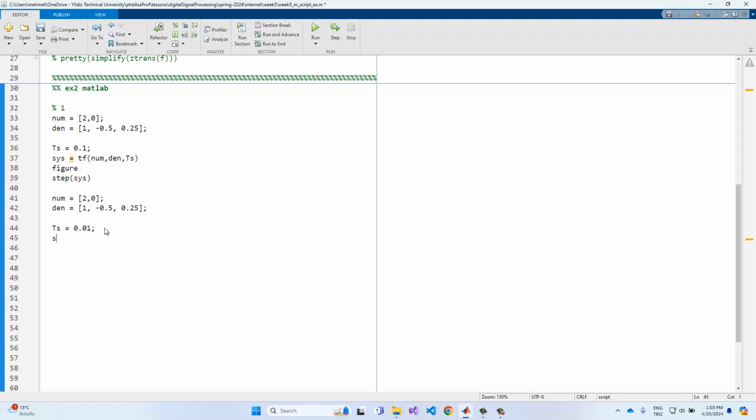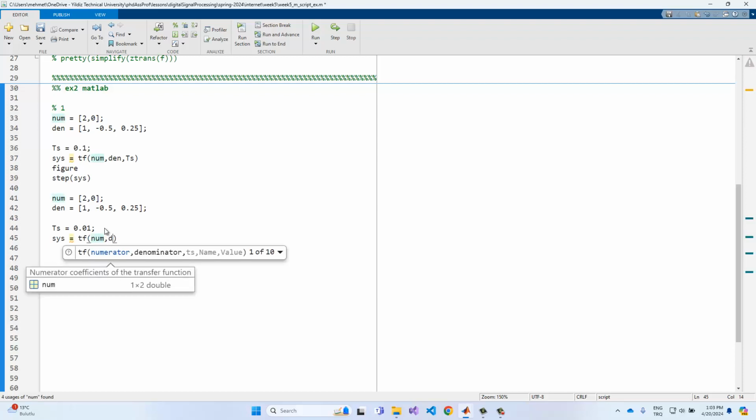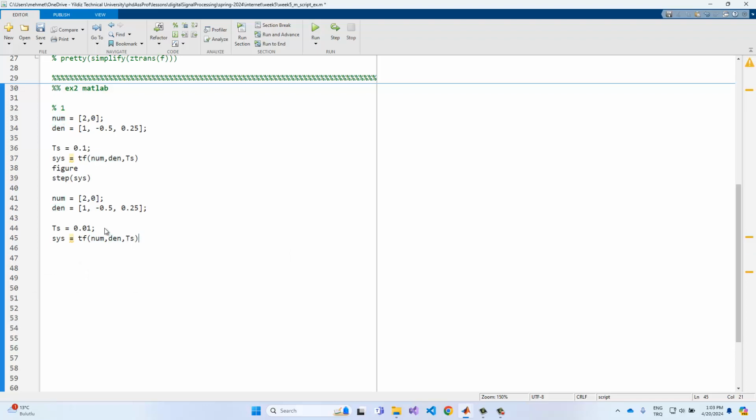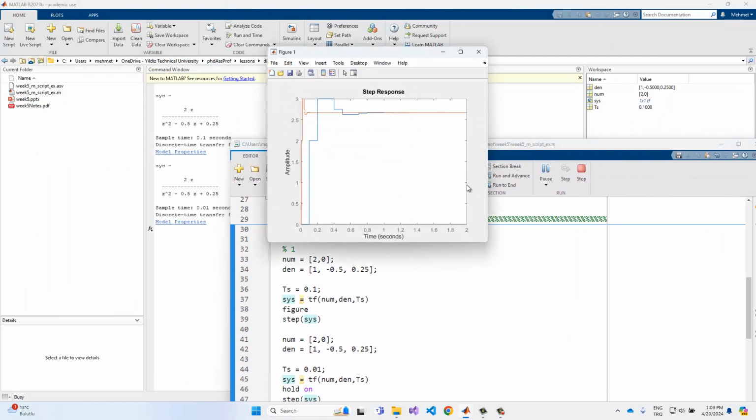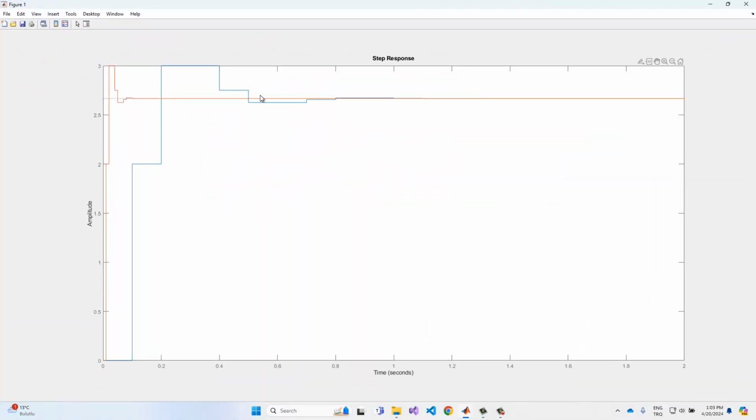Okay, just this one, c2d's tf num, den and Ts can be given in here, just like this one, and so hold on can be given for drawing the same figure with the new values of these terms, and also we can apply the step response in here, just like this one. Okay, so we have two kinds of system response in here. First of all, we have this red line in here, the other is the blue line. Blue line is the 0.1 second sampling period, the other one is 0.01, 10 milliseconds.